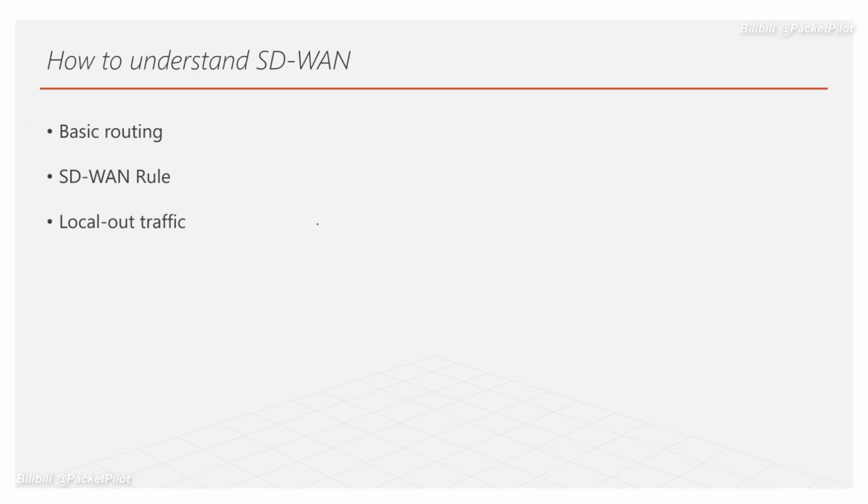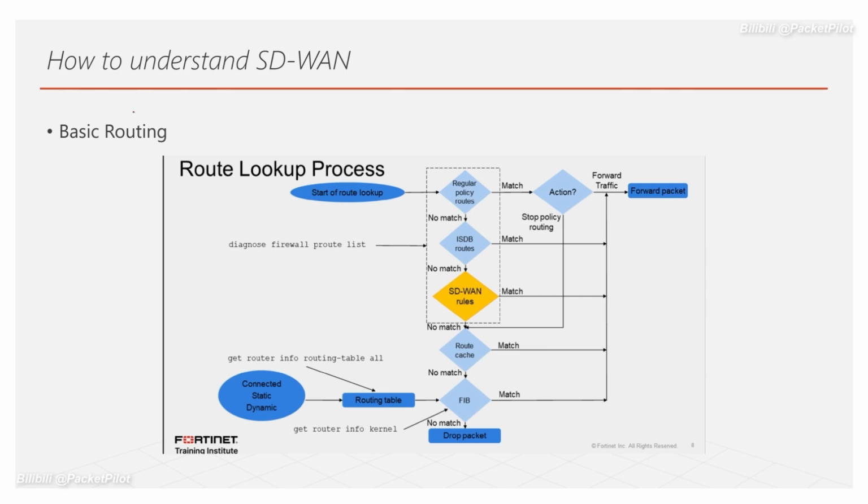Here, I have a flowchart of routing lookup on a FortiGate firewall. So how do we understand this flowchart? We can start by dividing the flowchart into two parts. First, let's look at the bottom part of this chart.